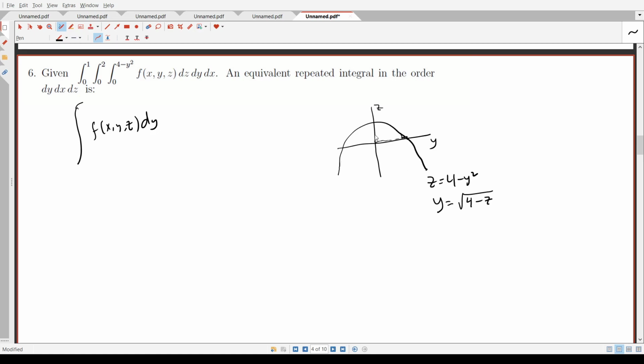Okay, so if I want to first integrate with respect to y, so I draw a slice in the y direction. Okay, and where does that start? It starts at 0, and it ends at y equals square root of 4 minus z, dy. Now it says I want to integrate with respect to x. Well, this one's easy because I know that the x, if I just take the slice, it goes from 0 and it comes straight out to 1. Nothing changes.